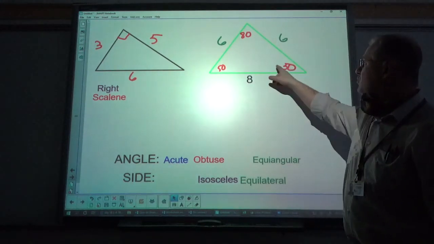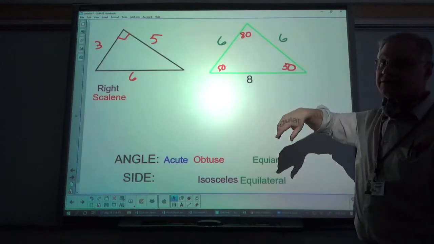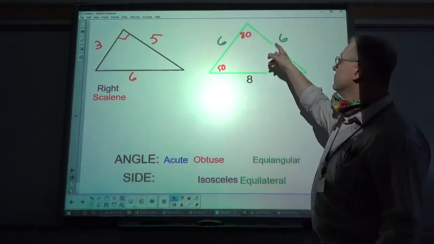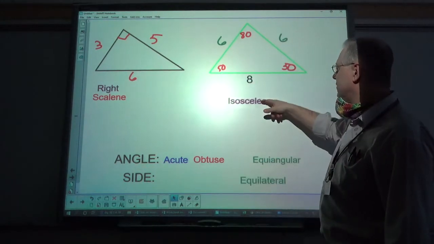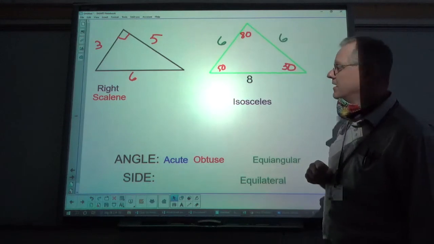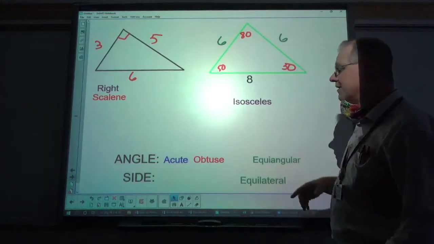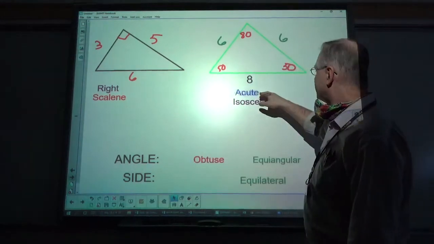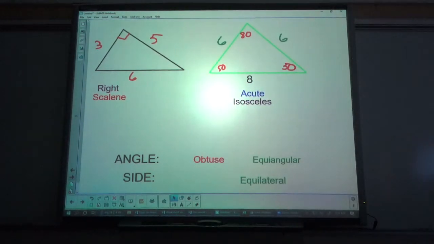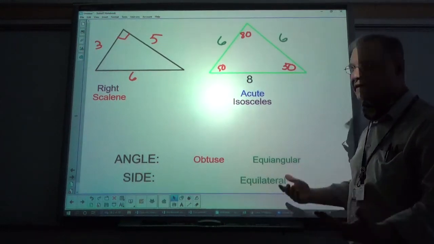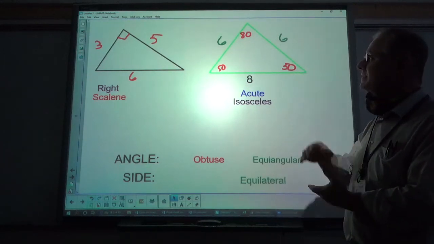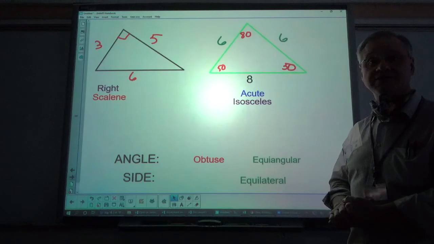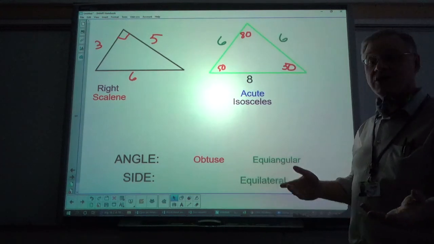I have 2 angles that are the same, but that doesn't really matter because we're going by the sides. And if 2 sides are the same, we know it's isosceles because not all 3 are the same. And all the angles are less than 90. So this would be an acute isosceles. It doesn't really matter whether you say isosceles acute or acute isosceles, same thing. And that's how you label and classify triangles by angles and sides. And that's all we're going to do for today.